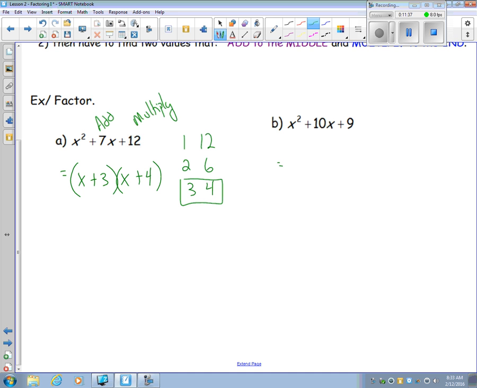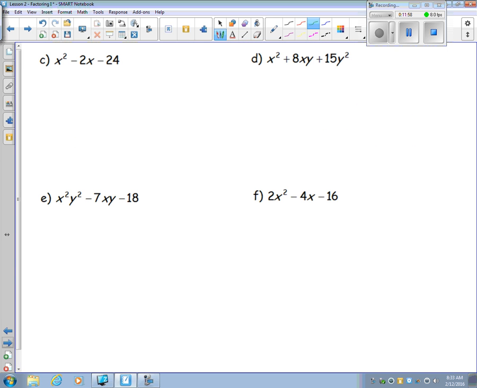Let's try the next one. I need to add to 10 and multiply to 9. So what multiplies to 9? 3 and 3, 9 and 1. Oh, 9 and 1 adds to 10. So I can write down plus 9 and plus 1. The order does not matter. If you put the plus 1 first and the plus 9 second, that is totally fine. Okay, let's try a couple more.